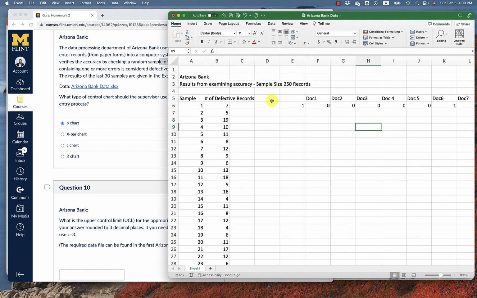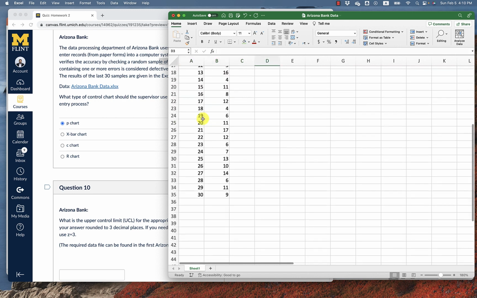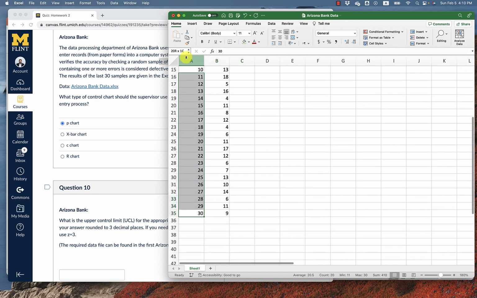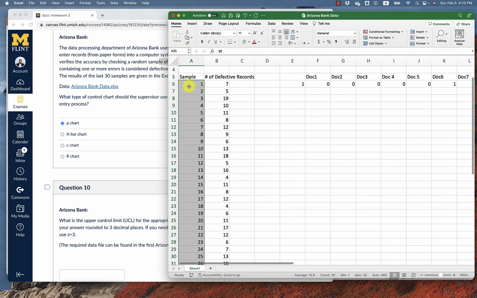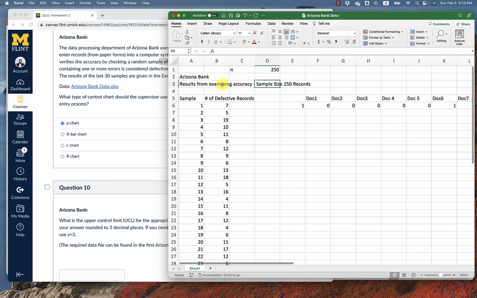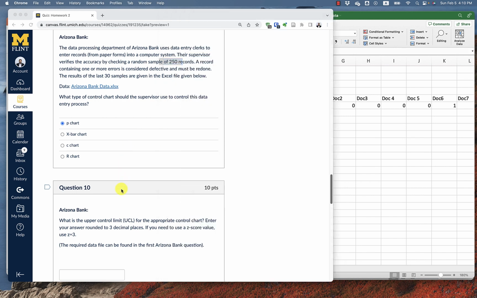This is samples, and for each member of the sample we say 1 or 0. So this is going to be a P chart. Now, very important to remember, sample size n is going to be 250 because each sample has 250 members, right? We have 30 samples, but that's not the sample size. Number of samples is not the sample size. Sample size is how many members or objects you have within each sample, which is 250. So n will be 250.